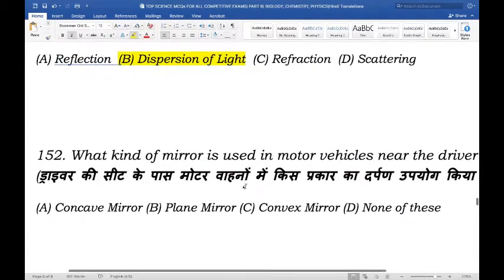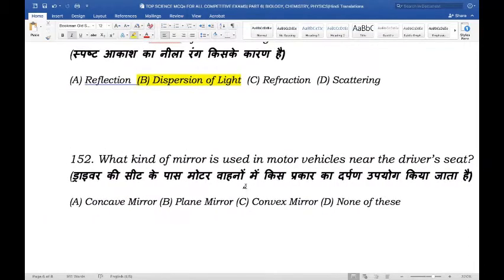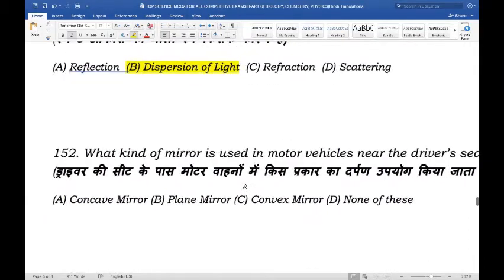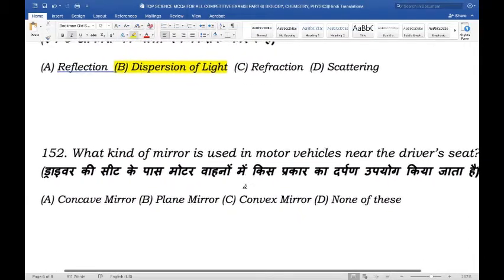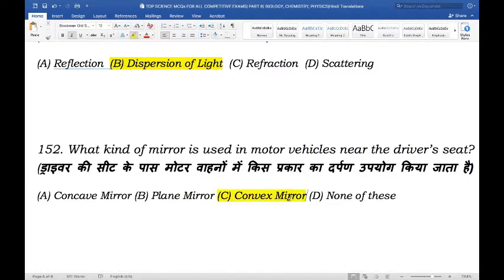What kind of mirror is used in a motor vehicle near the driver's seat? Is it A. concave mirror, B. plane mirror, C. convex mirror, or D. none of the above? So the mirror used in motor vehicles near the driver's seat is called a convex mirror. Convex mirrors are used as outside mirrors because they provide a wide field of view and image is upright.